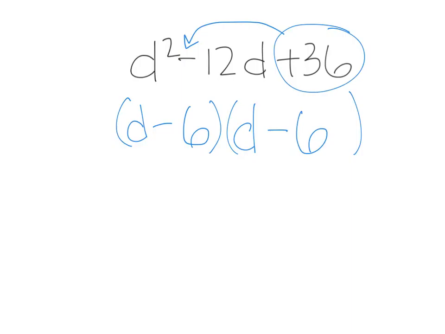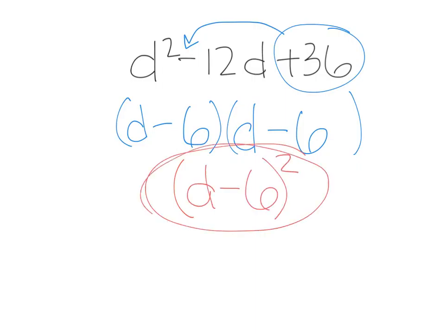No. Aaron, why am I not done? It's the same parenthesis twice. D minus 6, D minus 6. So I could write that simpler by just saying D subtract 6 squared. Full credit right here. Okay? So if you have the same parenthesis twice, you should write it as 1 parenthesis squared.